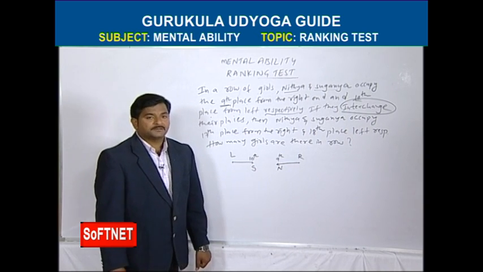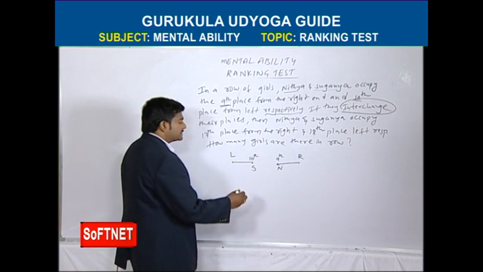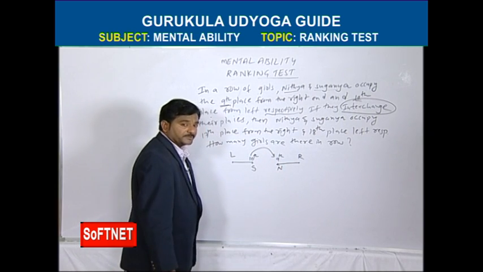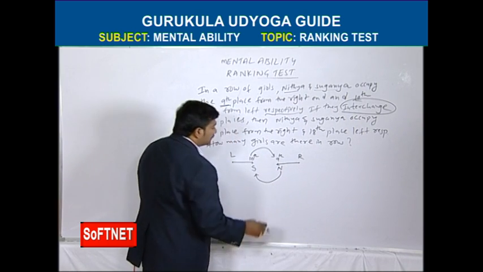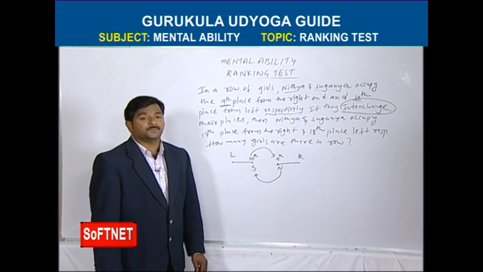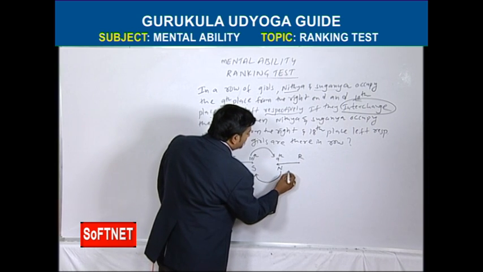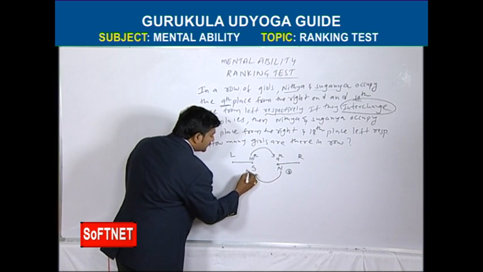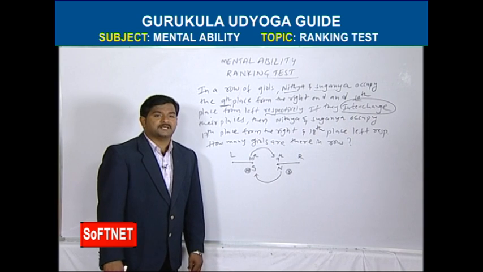Next, what happened? They interchange their positions. What does it mean? Suganya went to Nitya's position, whereas Nitya went to Suganya's position. So earlier it was Nitya's position. Now who is there? Suganya is there. Earlier it was Suganya's position. Who is there now? Nitya is there, because they interchange their places among themselves.